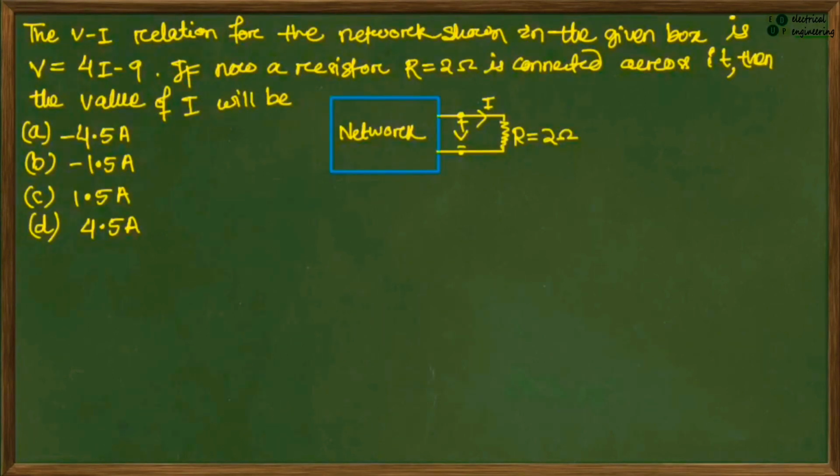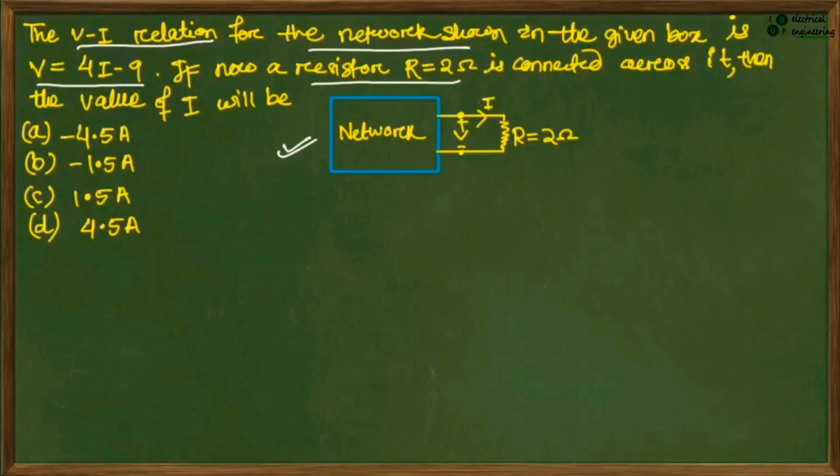In this question, the VI relation, that is the voltage-current relation, for the network is given to be V equal to 4I minus 9. Now a resistance of magnitude R equal to 2 ohm is connected across it, like this. Now we have to tell what is the value of I, the current flowing through this resistance. Here the voltage equal to 4I minus 9 is given for this network. For this resistance we know the voltage across the resistance is V and the current flowing through this resistance is I.